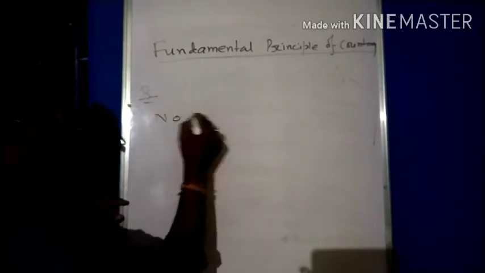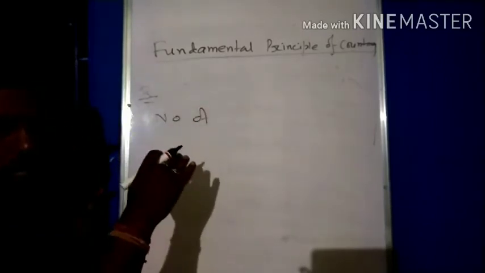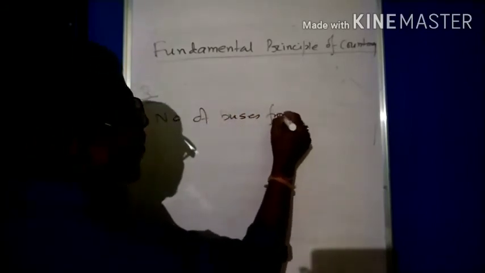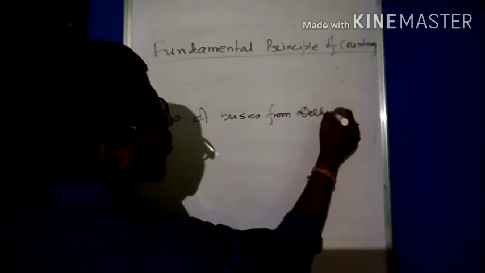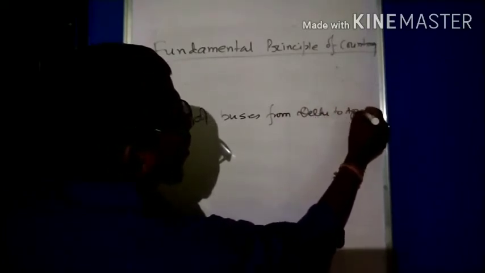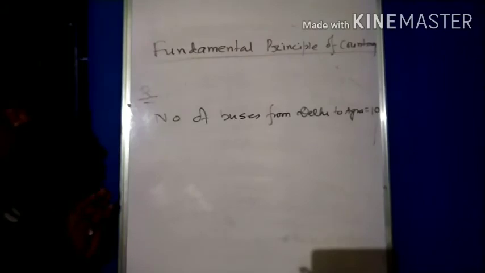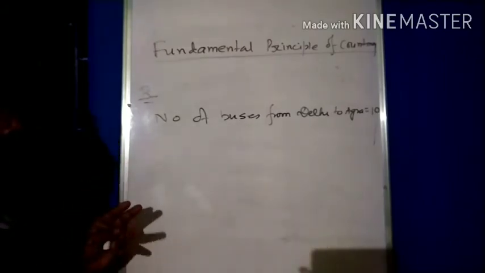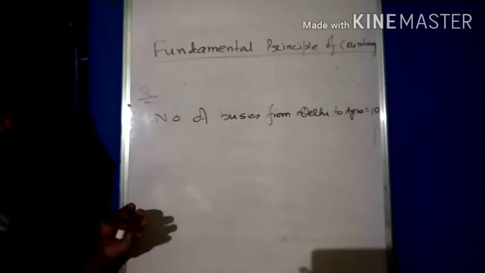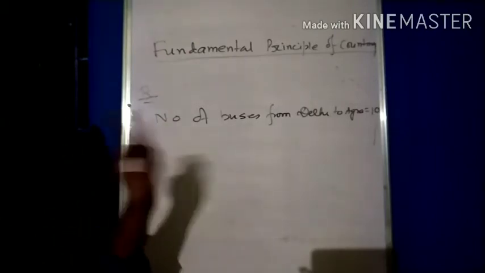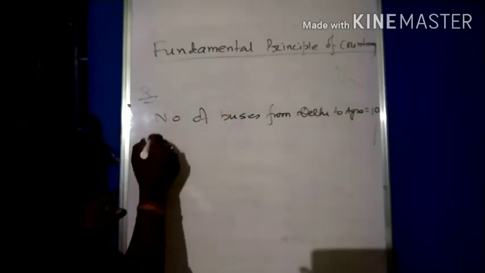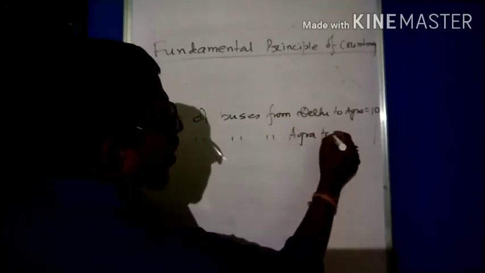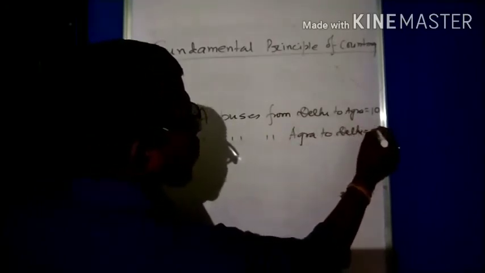So the number of choices from Delhi to Agra, the number of buses from Delhi to Agra, will be 10. If you want to go from Delhi to Agra, you have 10 choices. But when you return, you will come by a different bus. The bus which you took from Delhi to Agra, you will not take again. You will have 9 other choices. So the number of buses from Agra to Delhi, you will have 9 choices.